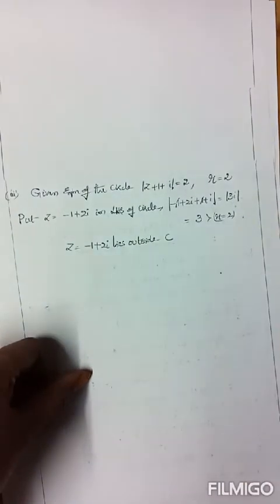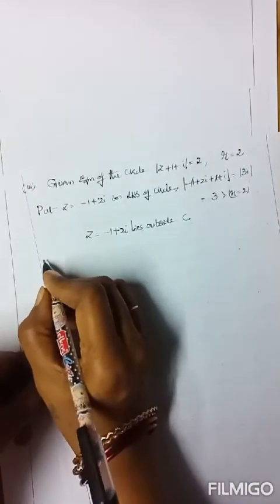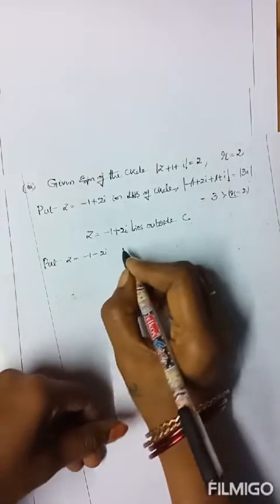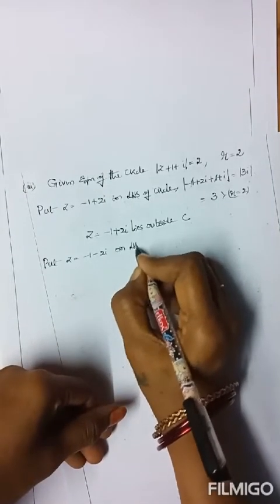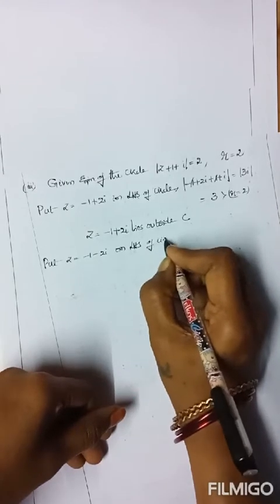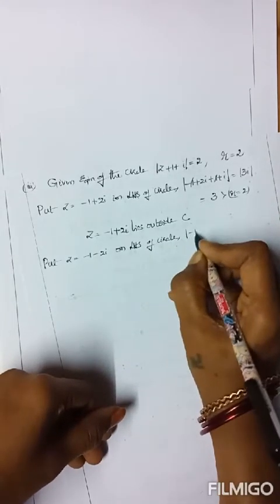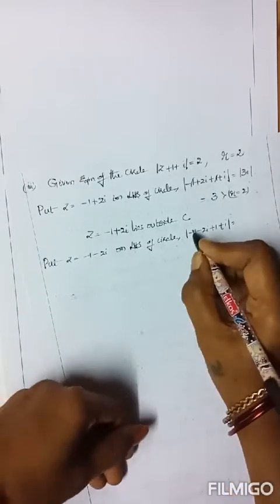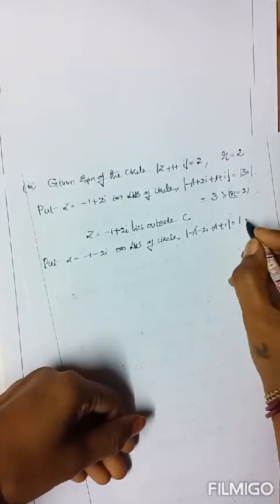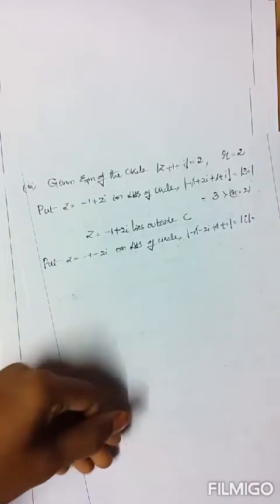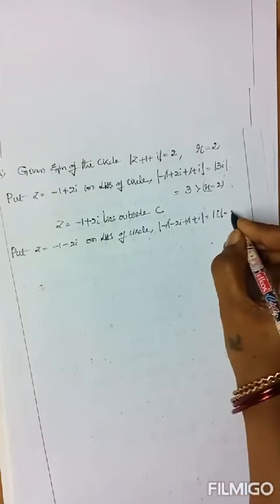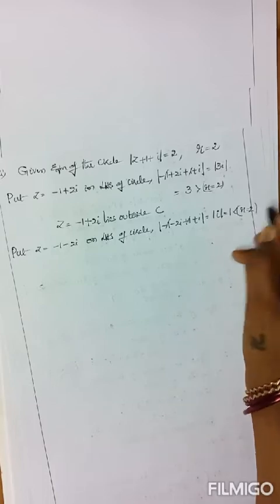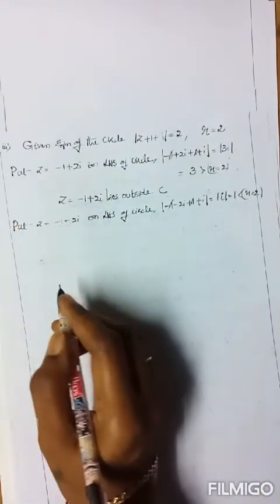After that, the second point, z equals minus 1 minus 2i, on the LHS of the circle. Minus 1 minus 2i plus 1 plus i. Here also plus 1 minus 1 cancel. Only i is there, which is the square root of 1 squared. Here it is 1, which is less than the radius. So the corresponding point lies inside of the circle.